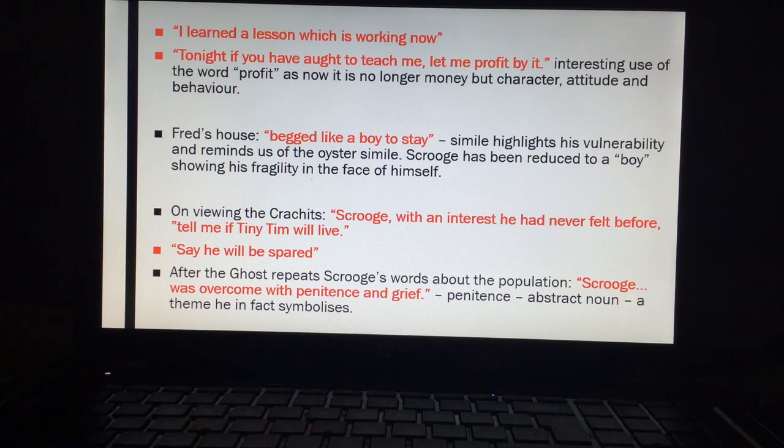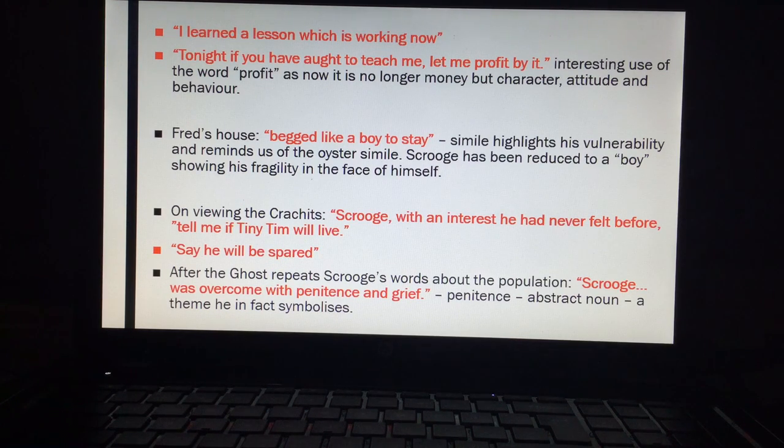So please try and remember that if you can, because this is only the Ghost of Christmas Present, and he hasn't shown him anything yet. So that word profit is used very interestingly by Dickens, again, to highlight that money is where Scrooge has gone wrong and he can profit as an individual.